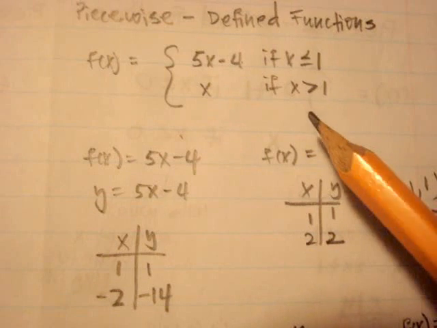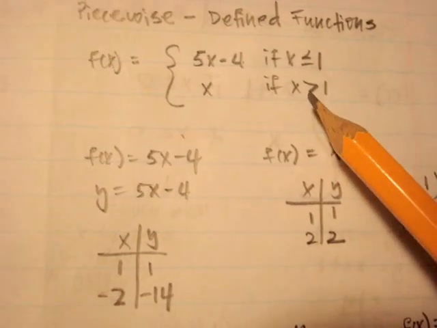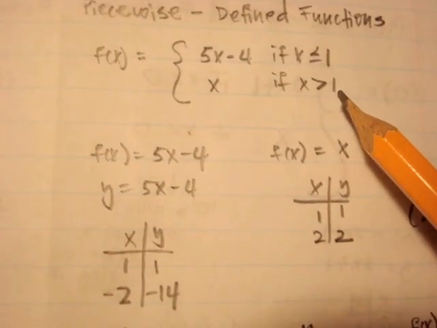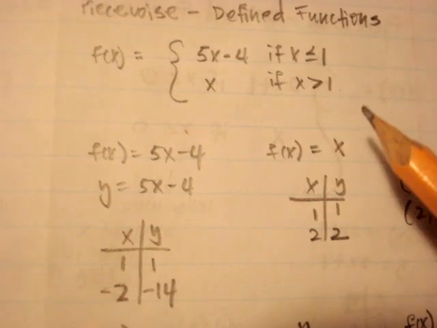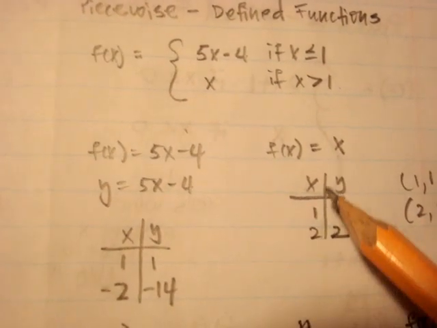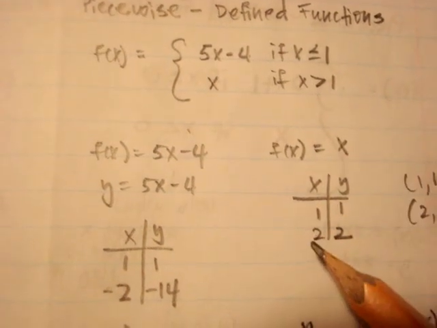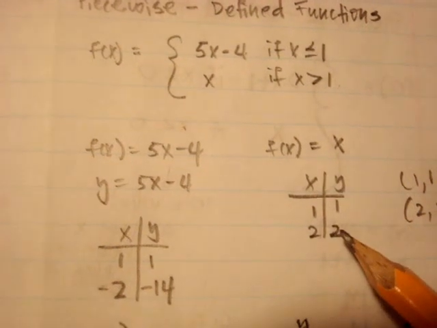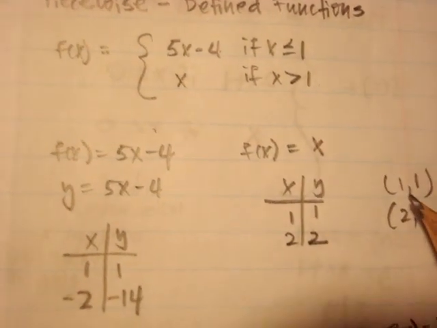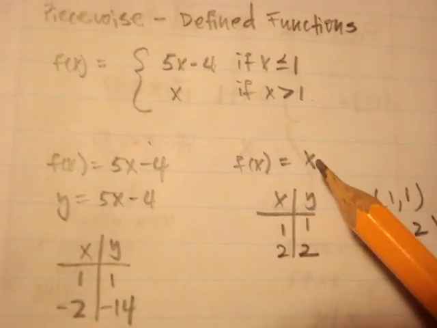Why did I choose 1? Because right here, x has to be greater than 1, but I could always choose the 1 right here, because it's given. And then the other number for this equation is 2. So 2, plug it into the x, the y becomes 2. So these are the 2 points for this function.